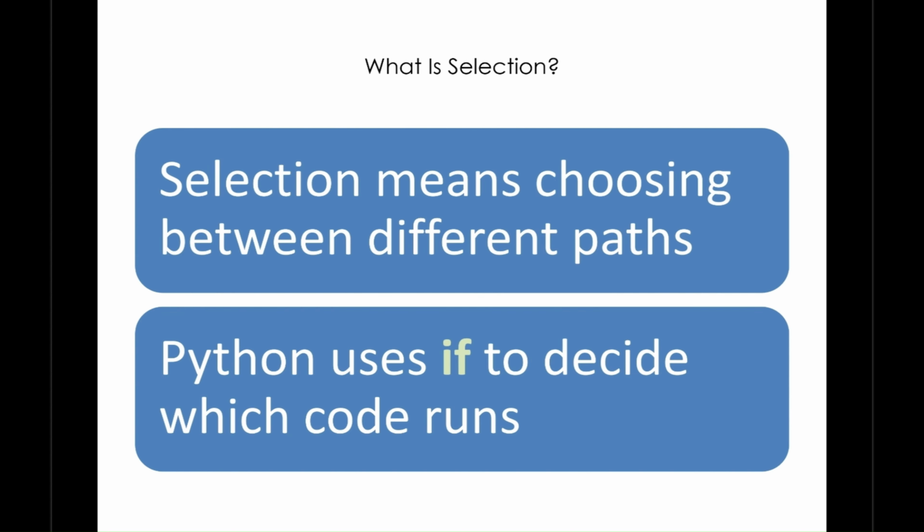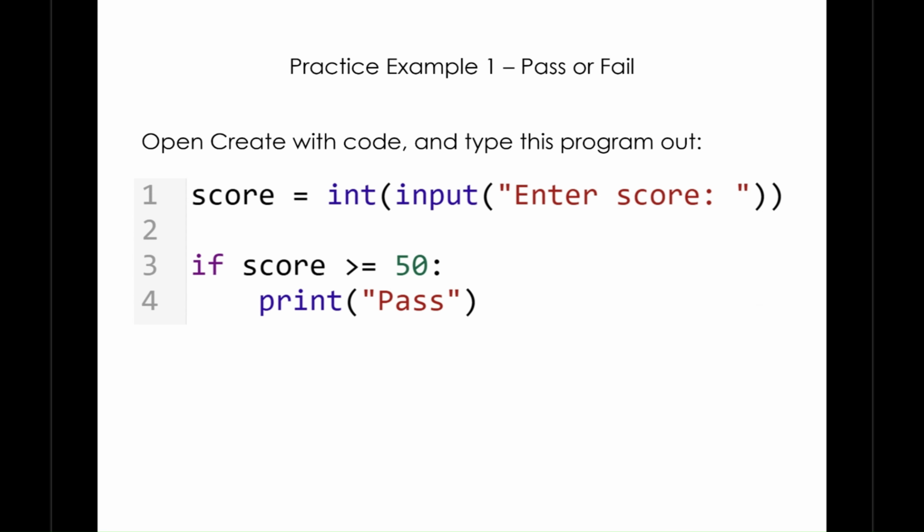Let's have a look at some examples. Example practice number 1. Pass or fail. Open Create with Code and type this program out. On line number 1, we enter our score as a number. If the score is greater than or equal to 50, the program is going to print pass. If it's false, Python skips this section.